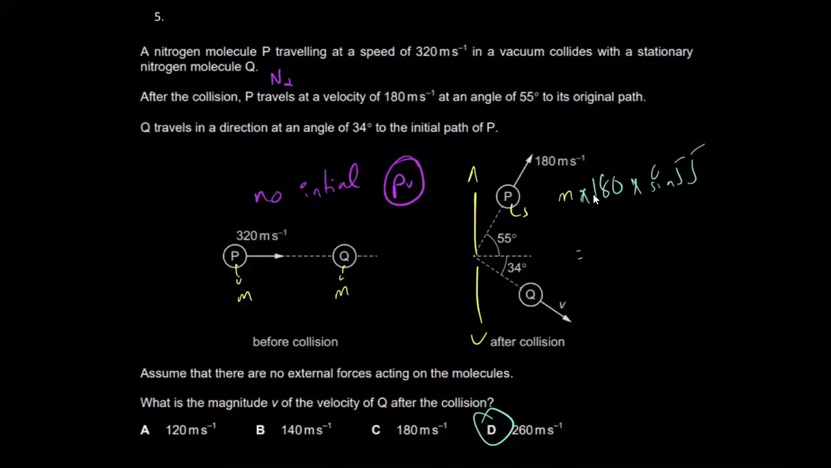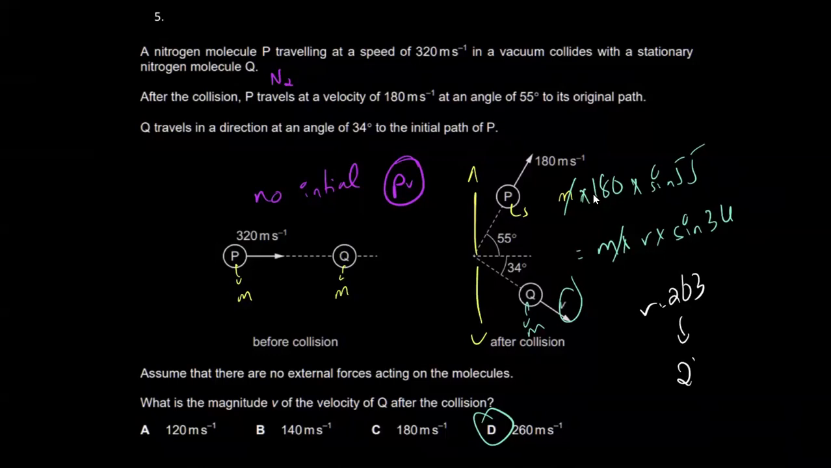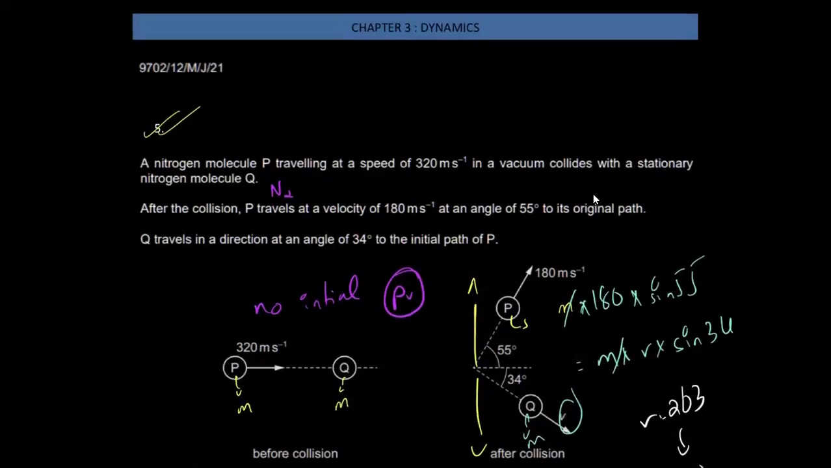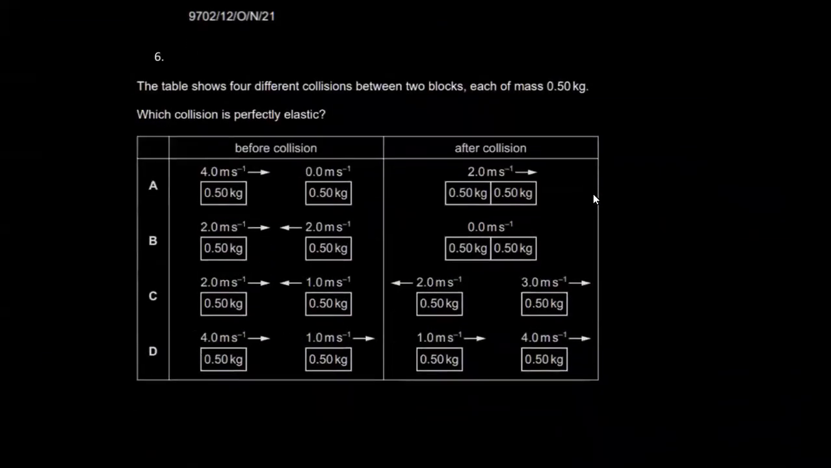Is equal to again m mass into v velocity into sine 34. तो m cancel हो जाएगा and then v is gonna be 263, which if you round it off is 260. सही है? Is this clear? Easy peasy lemon squeezy.